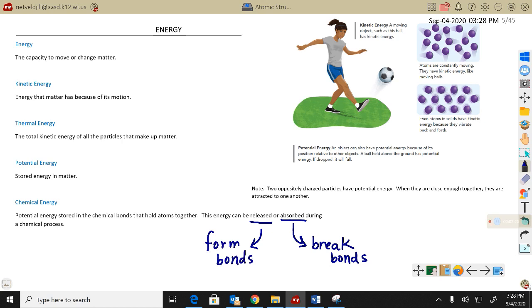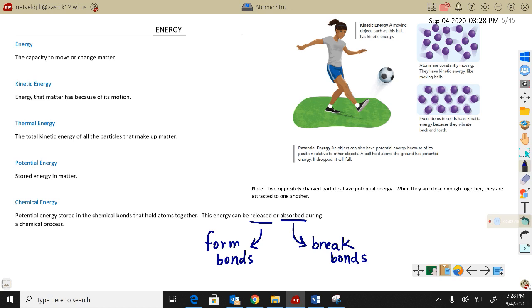Not all atoms bond together. The only times when they bond together is if they form something that's more stable. If they form something that's not stable, then why would they want to do that anyway? Nature favors stability. So if two atoms come together and they can be more stable by bonding together, then energy will be released. And it's a concept that we'll revisit a lot throughout the entire course.